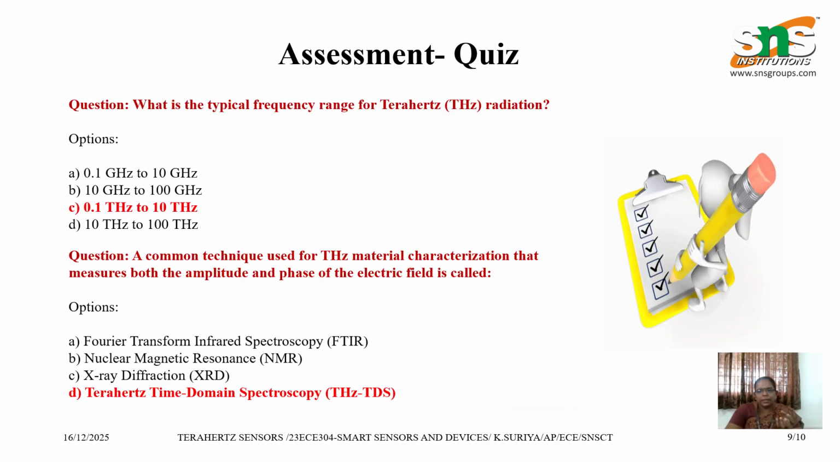Hope you understood the terahertz sensors and its working. Let us take up some assessment questions. What is the typical frequency range for the terahertz radiation? The answer is 0.1 to 10 terahertz. Next one: a common technique used for terahertz material characterization that measures both the amplitude and the phase of the electric field is called terahertz time domain spectroscopy.